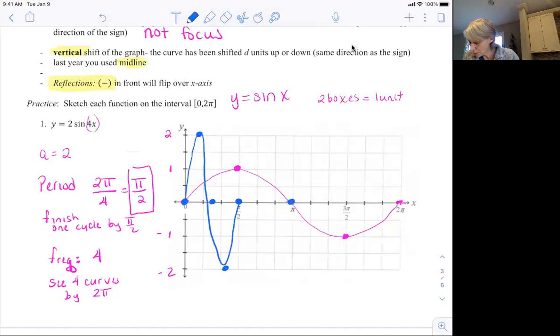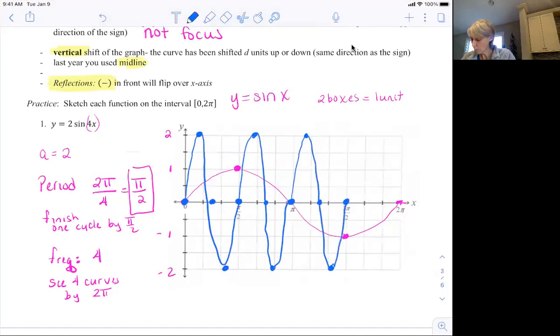So another pi over 2, I'm going to see another curve. Up, down, up. Oh, I didn't do as good this time, but halfway in between. Up, down, up. Connect the dots. One more time, last curve, halfway in between, up, down, up.